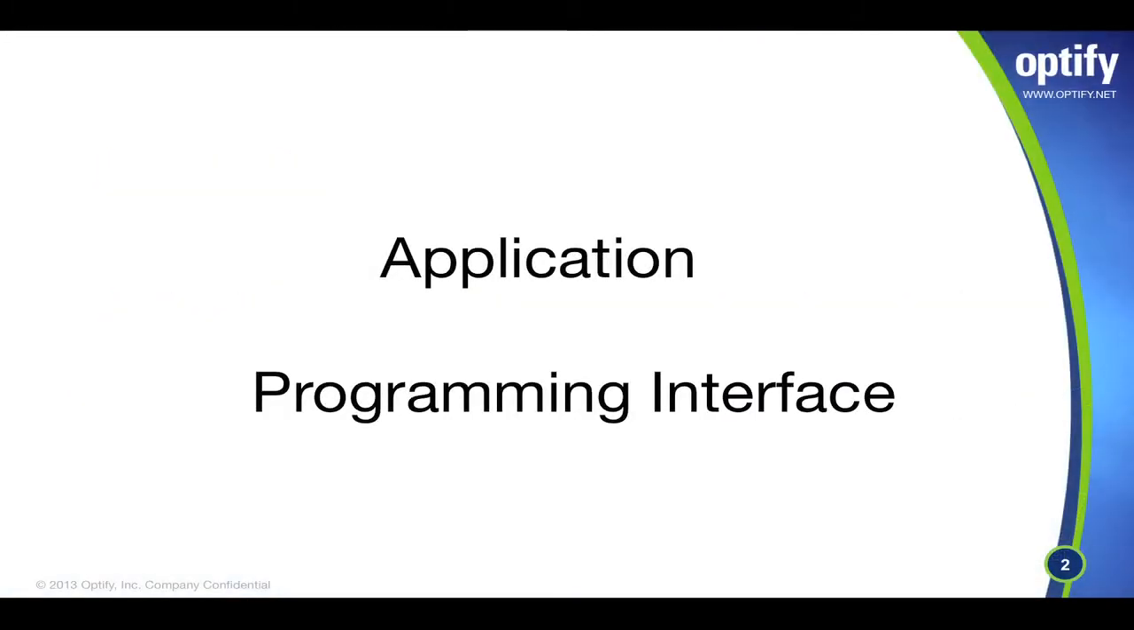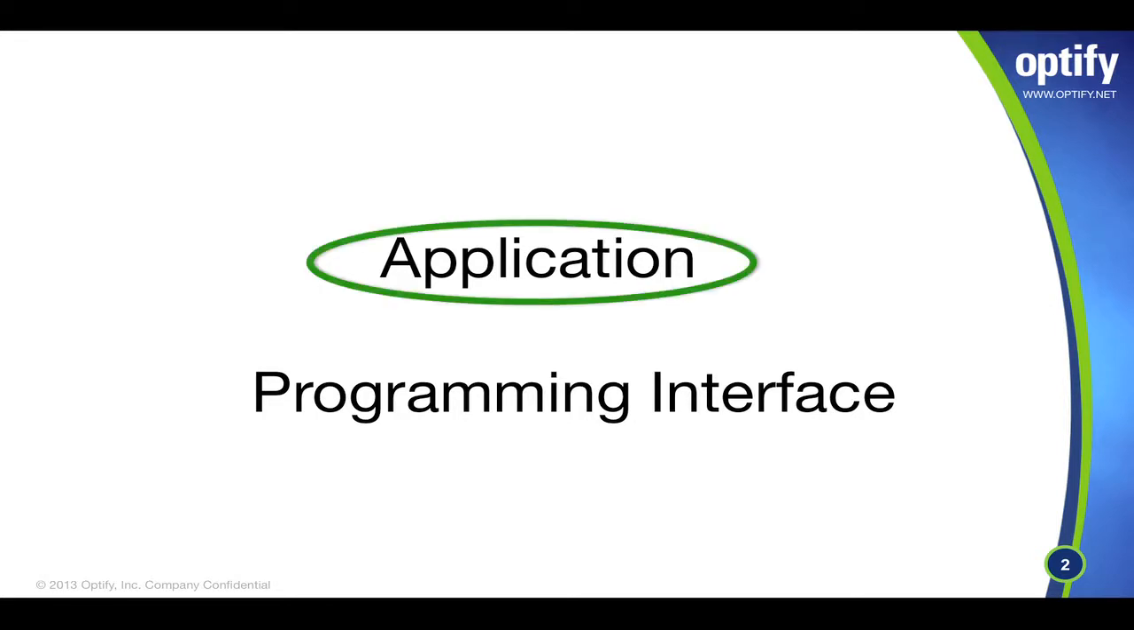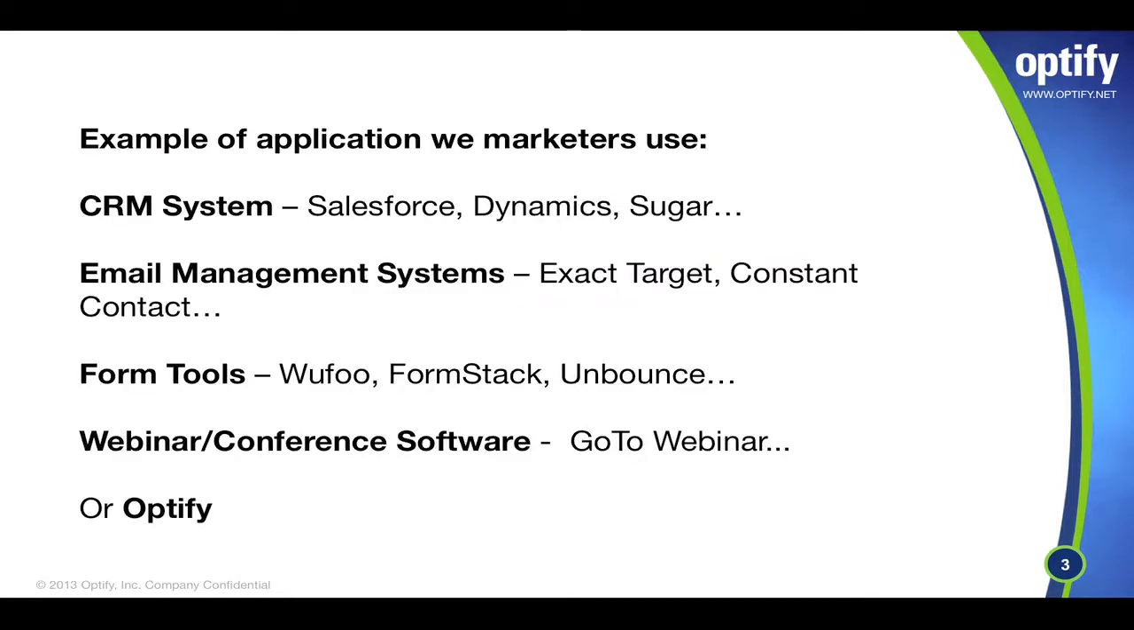API is short for Application Programming Interface. You can think of an application as each of the different software systems you work with. For instance, any of the apps on your phone, app being short for application. Here are examples of applications we marketers use on a regular basis. For instance, Salesforce as a CRM system, ExactTarget as an email management system, Wufoo or FormStack as form tools, GoToWebinar as conference software, or Optify as well.